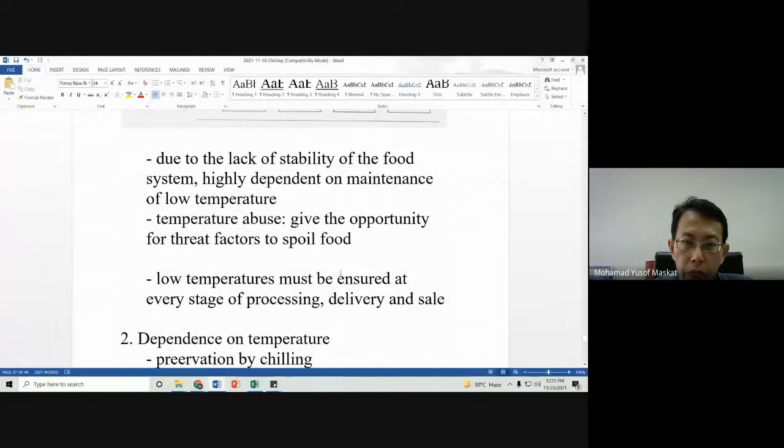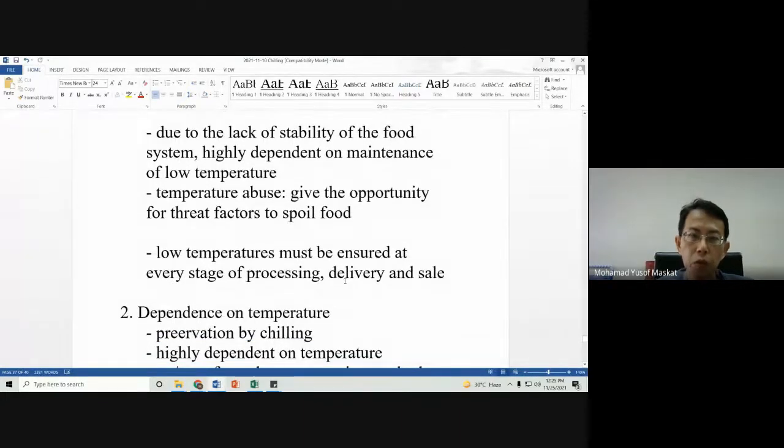Due to the lack of stability of the food system, it is highly dependent on maintenance of low temperature. So the term we usually use is temperature abuse, meaning that it gives the opportunity for threat factors to spoil the food because the temperature is not low enough.